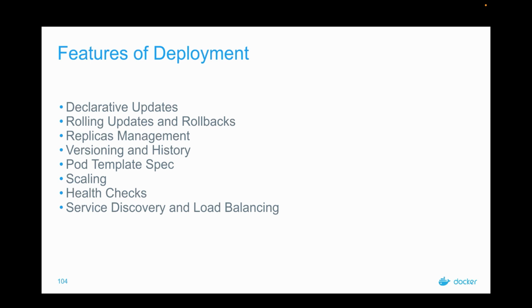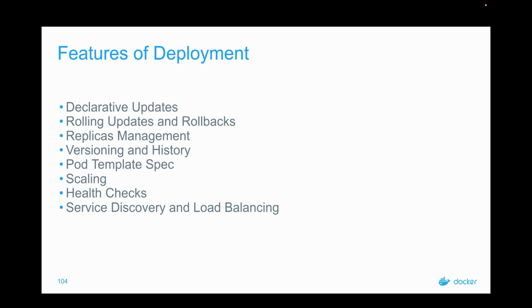The first feature is declarative update. Deployments enable declarative updates to your application. You define the desired state of your application, and Kubernetes will handle the details of updating and maintaining the desired state. The second one is rolling updates and rollback. Deployment facilitates rolling updates. It allows you to update your application without incurring downtime. During this rolling update, your new pods are created with an updated configuration while your existing pods are gradually terminated. If an update causes an issue or failure, you can always roll back to the previous stable version.